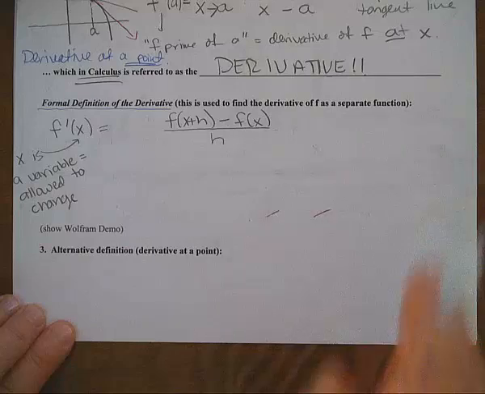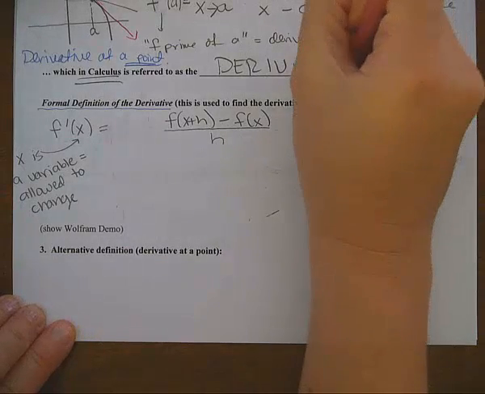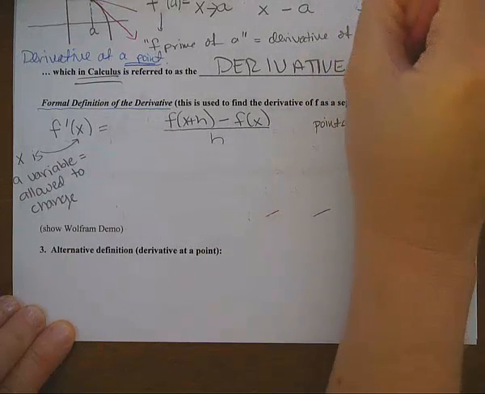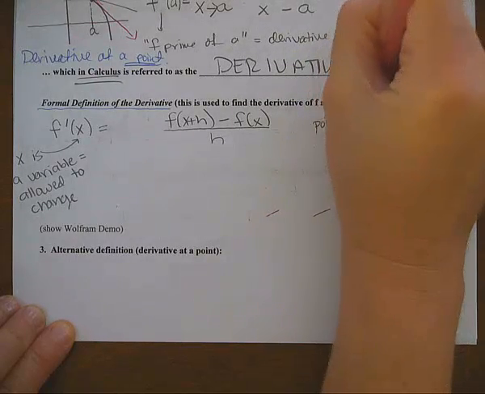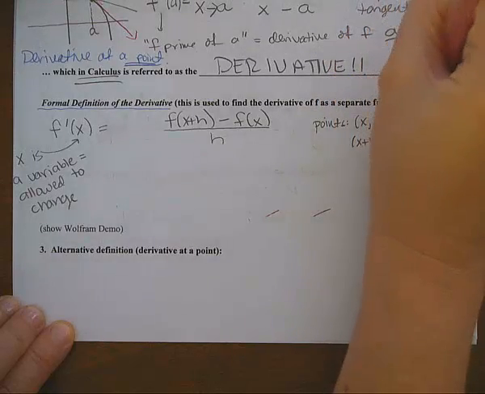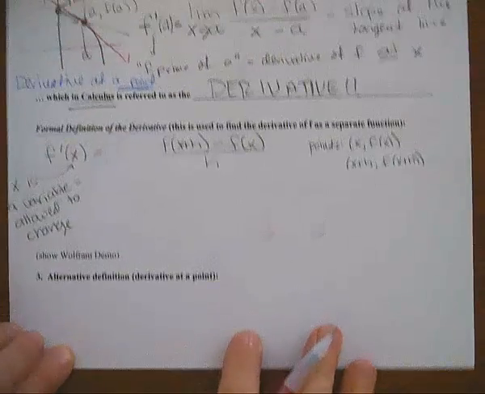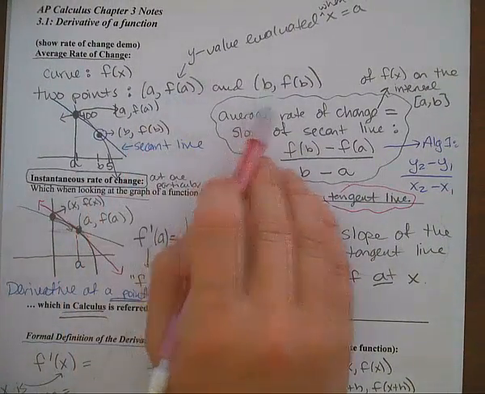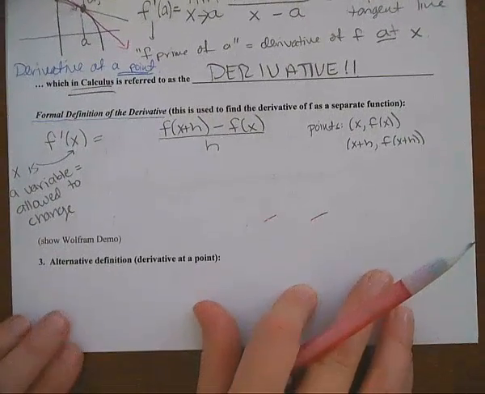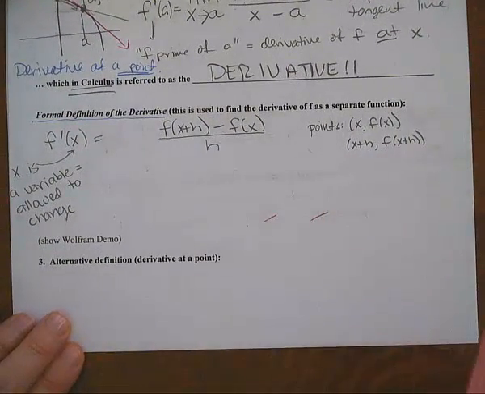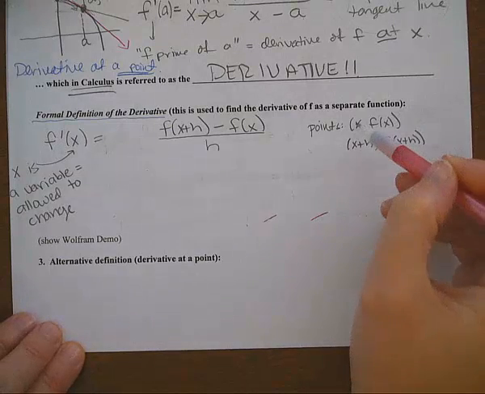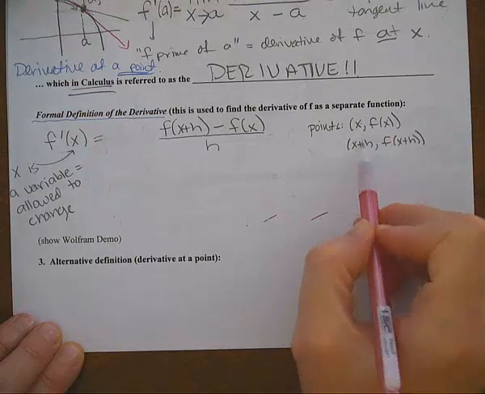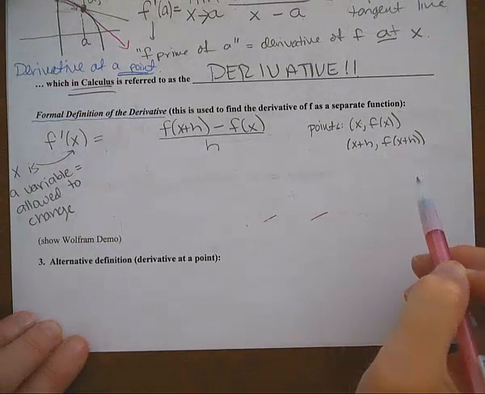So what we need to understand here is that the 2 points are x comma f of x and x plus h comma f of x plus h. So it's like this original secant line up here, but instead of a, f of a and b, f of b, it's x, f of x and then x plus h comma f of x plus h, because these are two changing points depending on what x is. h is just the change between the different x values.